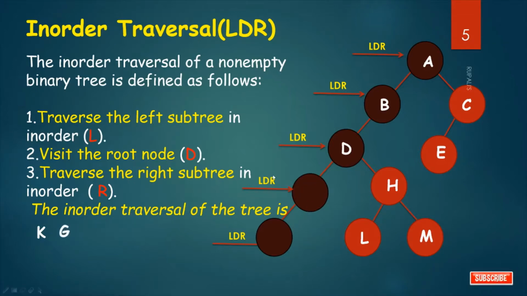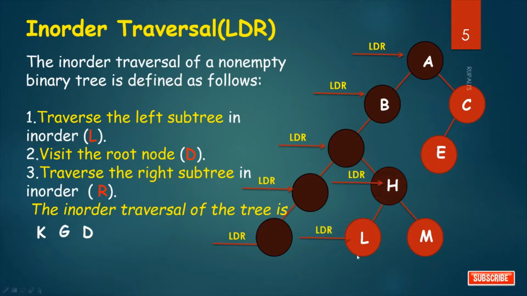Then R. R is visit the right child. No right child is there. So come to the parent node. Here L completed. Next D. D is visit the root node and print the node. So print the node. Go to R. Yes, there is one right child. So again you have to apply LDR here. First instruction is L, meaning go to the left child. We come here.